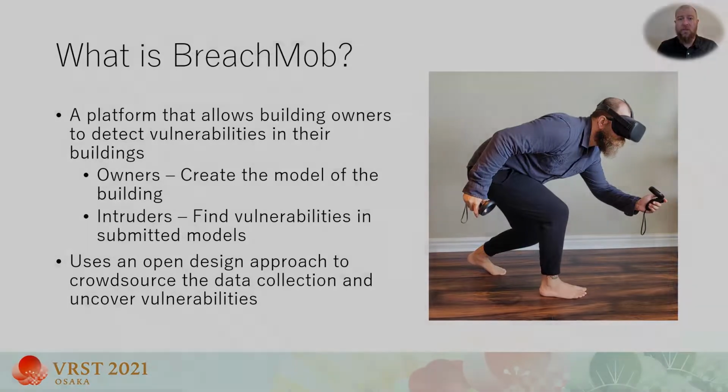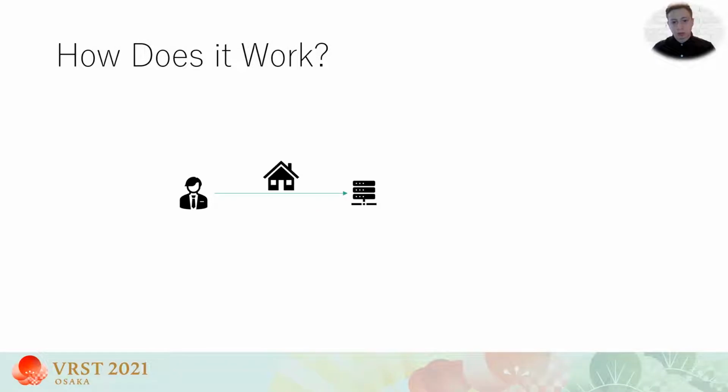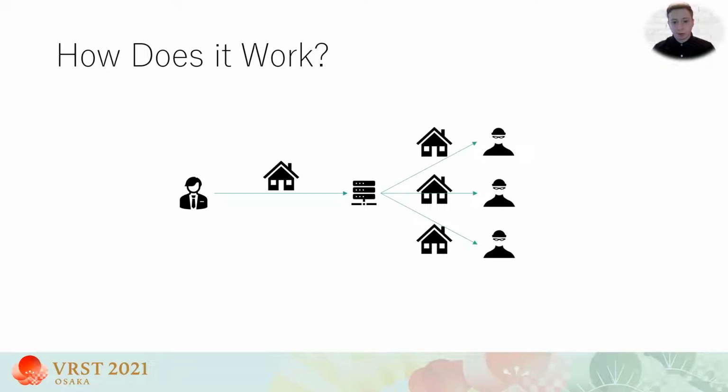BreachMob starts with a 3D model of a building, uploaded by the owner to a central distribution platform, which then publishes the model, making it available to any potential intruders. The intruders play through the level and uncover vulnerabilities. Every attempt to break into the VR building generates a report to the owner, which can be reviewed via data analytics. Owners can use this data to revise security measures and replenish the virtual environment. The process can repeat as often as the owner wants or until all crucial vulnerabilities are discovered and eliminated.